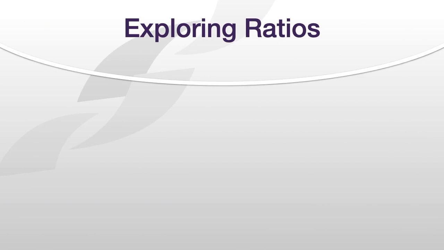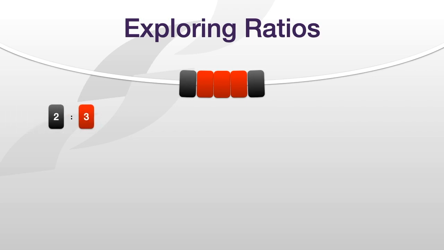Suppose you are making a necklace using a black, red, red, red, black pattern. This relationship can be expressed using 2 part-to-part ratios: 2 black beads to 3 red beads, or 3 red beads to 2 black beads. Note that when expressing ratios, order matters. 2 to 3 describes black to red, whereas 3 to 2 describes red to black.